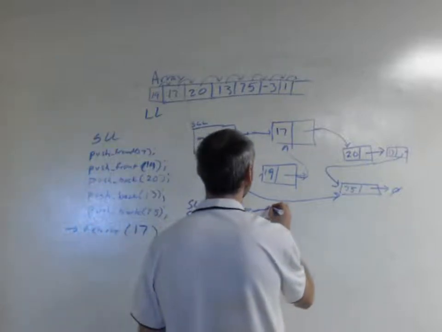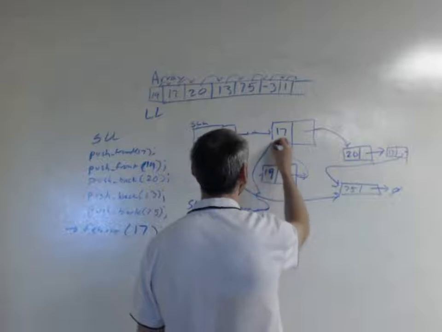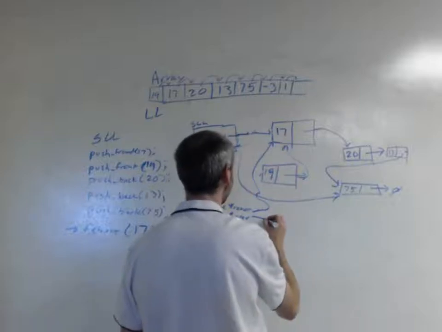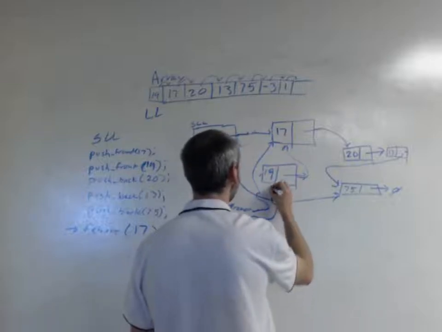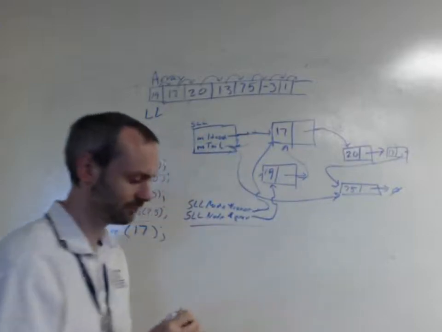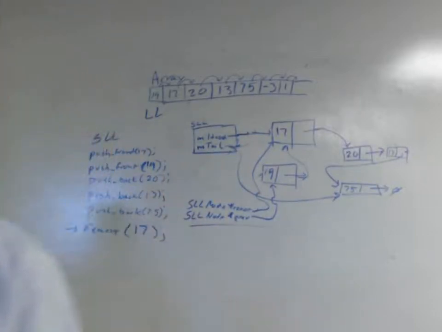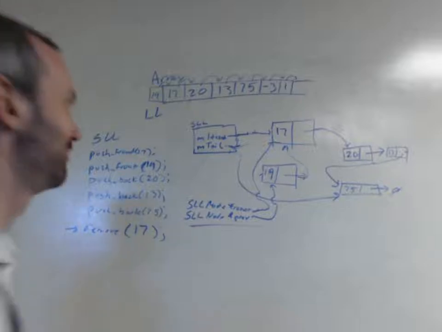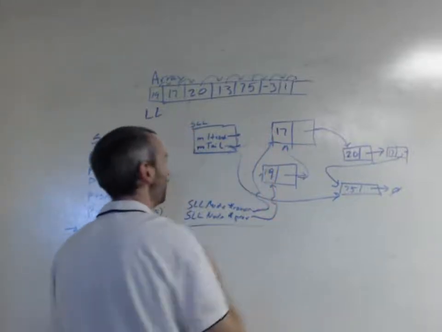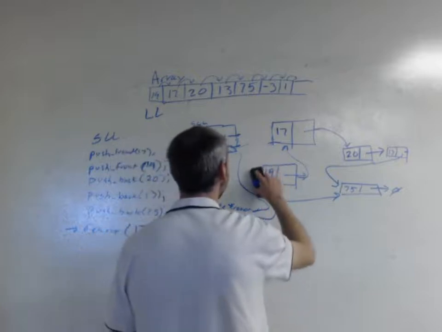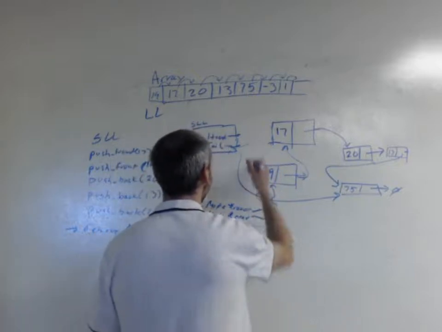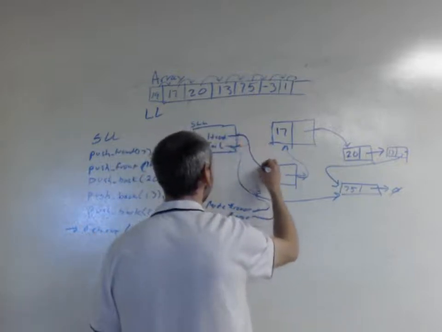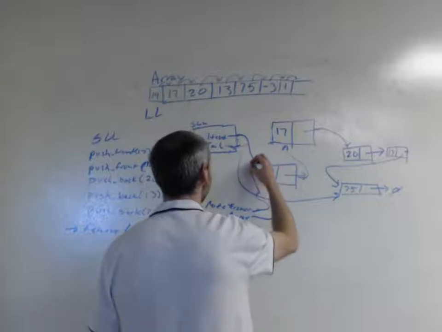So rover is here, and then prev is at the 19. Don't you need to change the head pointer? I wonder how long that was wrong.